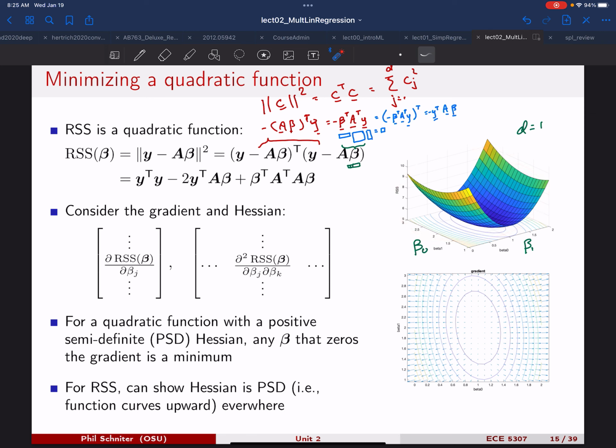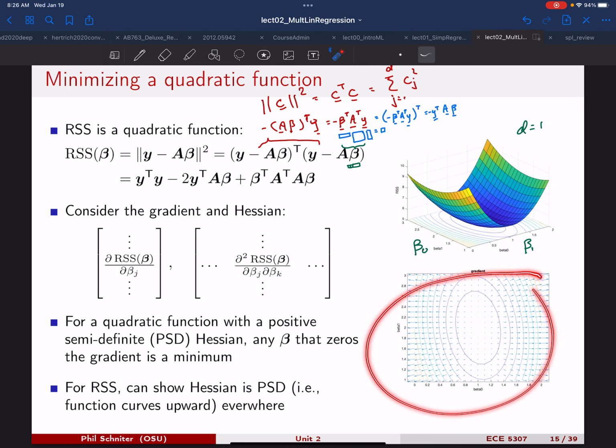And if it's curved up, that's good because it has a minimum. If it was curved down and we want to minimize it, well, you just go out to minus infinity, right? That would be the minimum. But if it's curved up, then we're looking for the bottom of the bowl. That's where our optimal beta coefficients live, and we're going to search for those. So this is the shape of the cost function. Our RSS is a function of beta.